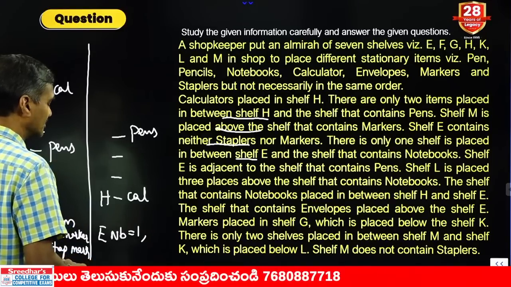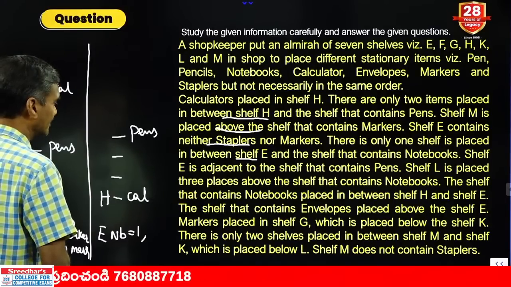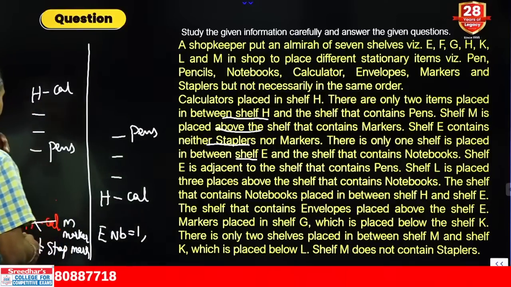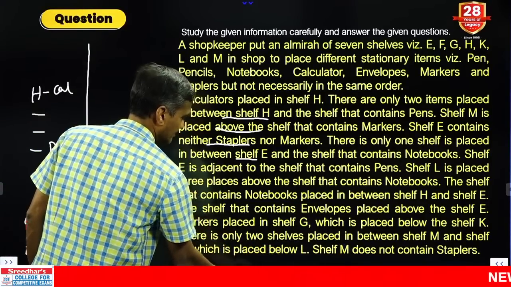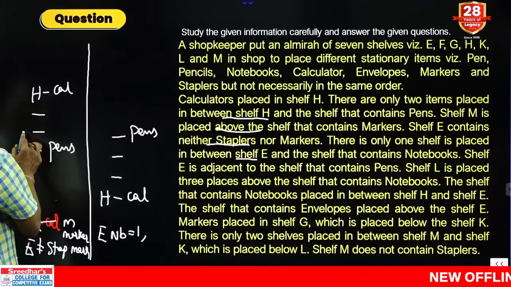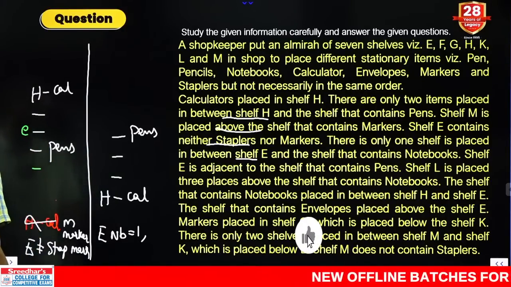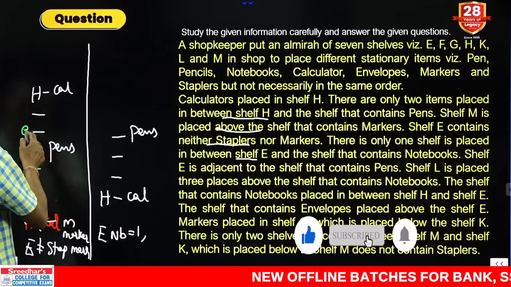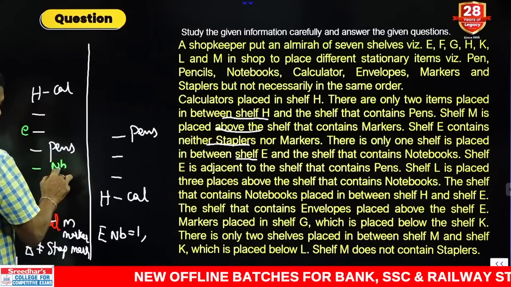Now we have 2 possibilities for each of this one, isn't it? E is adjacent to the one which contains pens. Now if E is here, then there is 1 between E and notebook. If E is here, notebook can't be here, not possible. Then notebook will be here, that is one possibility.